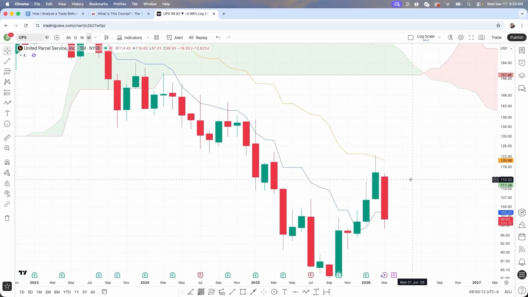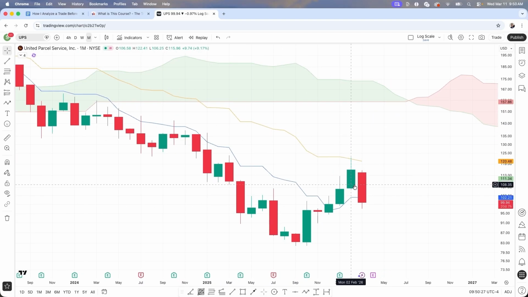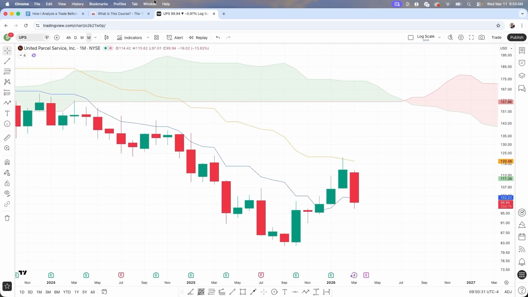We can see here these monthly candles, we hadn't been above the conversion line since back July '23. So that's an indication that the stock is bearish. The trend is down, but now we spent a couple weeks above the conversion line. So we'd like to get back above the conversion line for the month of March.